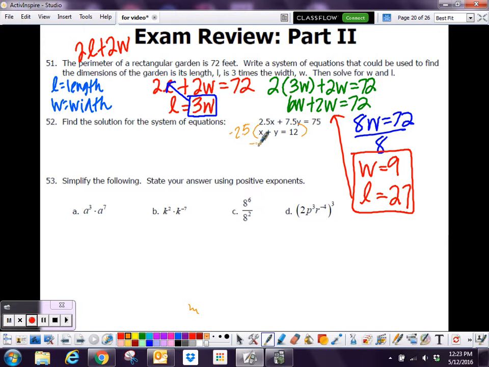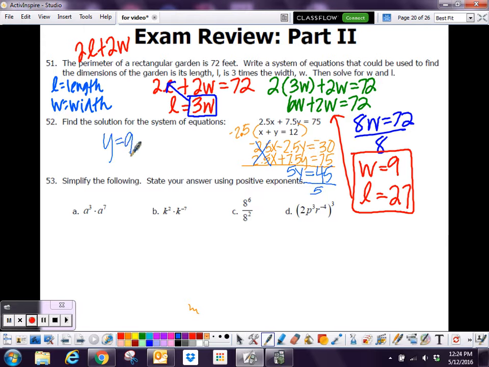So if I distribute that all the way through, I have negative 2.5x minus 2.5y equals negative 2.5 times 12 is negative 30. I'm going to rewrite that other equation back under it. And then we're going to add down. So my x's are going to eliminate. I have negative 2.5y plus 7.5y, that's 5y, equals negative 30 plus 75, that's 45. And divide by 5, that means y is going to be 9.